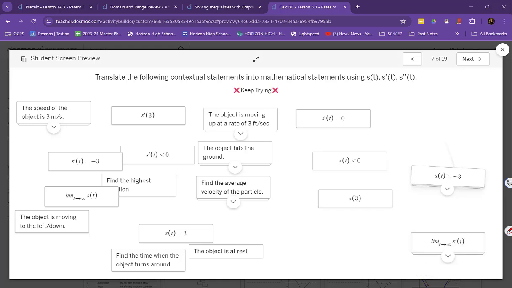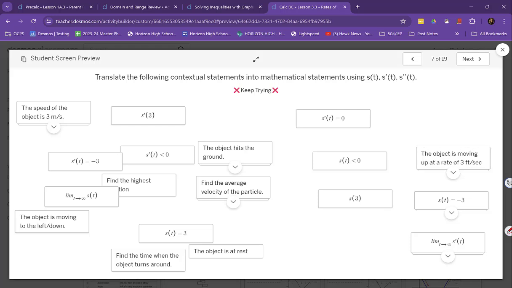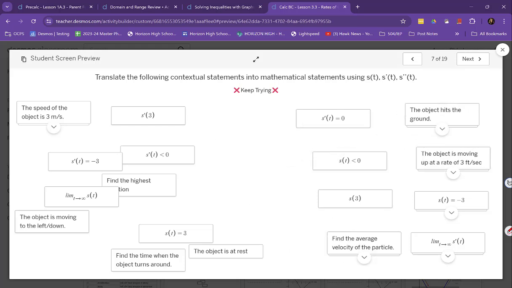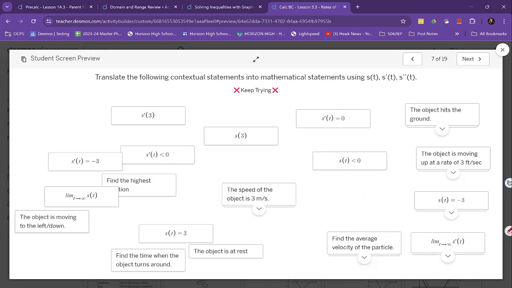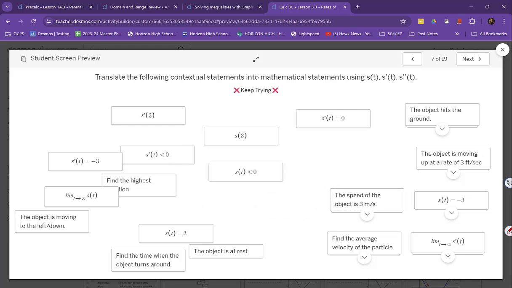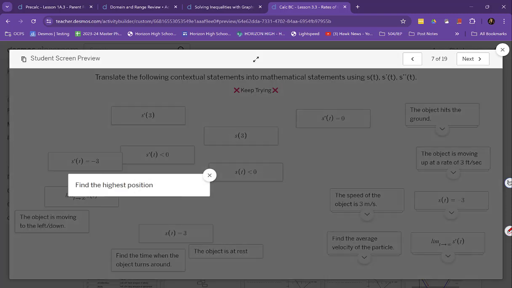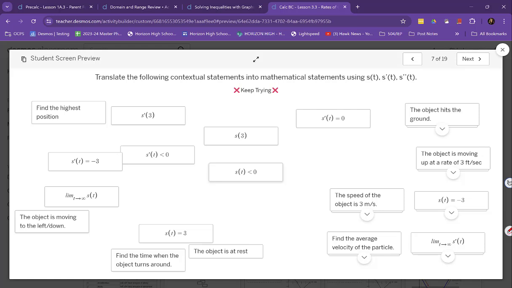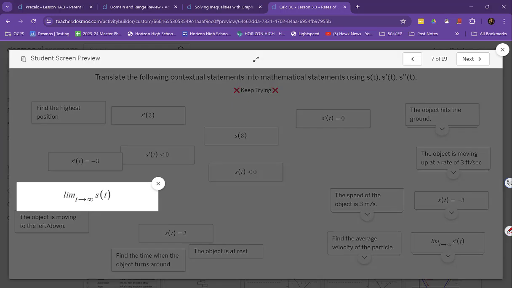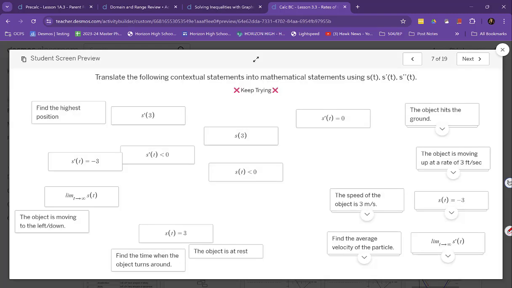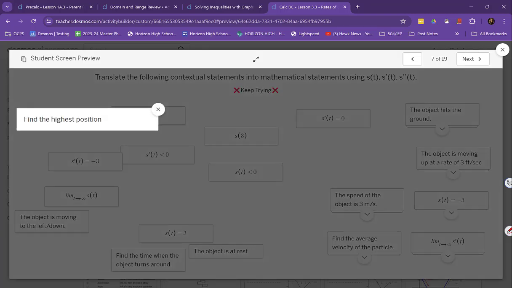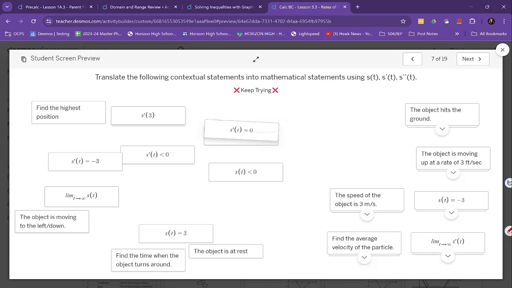All right, let's kind of move some of these out of the way. Let's see. Find the highest position. So here I have a position, but this isn't highest because highest would be going up and down. This would be going to the right. This would be the rightmost position. The highest position is going to occur, that's a maximum. Well, a maximum occurs when the derivative equals 0. So I'm going to put those together.